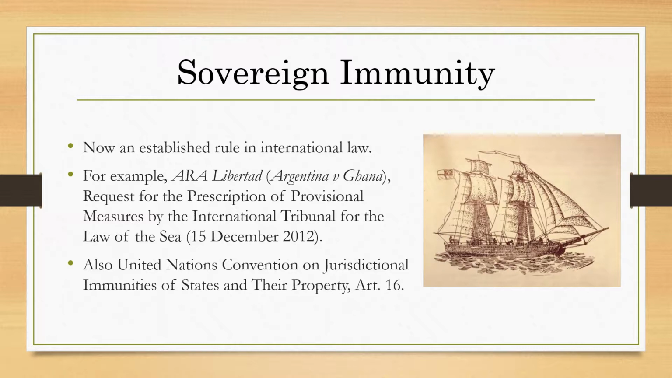For example, a recent case in the law of the sea was the ARA Libertad, Argentina versus Ghana, where they got provisional measures and argued successfully for the release of a vessel based on it being subject to sovereign immunity. And it's also found in various international agreements. For example, the United Nations Convention on Jurisdictional Immunities of States and Their Property, Article 16, although it wasn't widely ratified, was widely respected, and many of its provisions have been widely respected, and certainly in customary international law, a lot of the practices reflect this recognition of sovereign immunity.